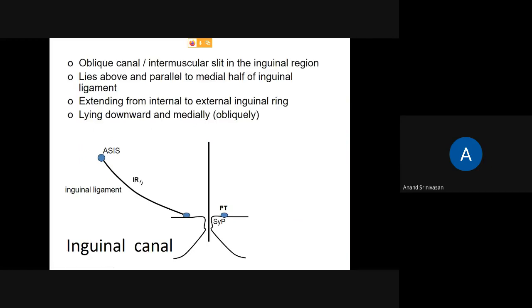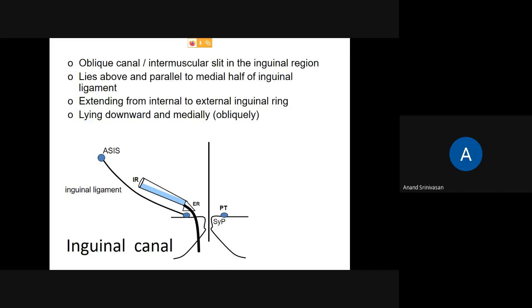Now the inguinal canal, as I said before, extends between the superficial inguinal ring and the deep inguinal ring. Here they have given a different name, external ring and internal ring. The superficial inguinal ring is a defect in the external oblique aponeurosis, and the deep inguinal ring is a defect in the fascia transversalis. So this is an oblique canal extending from the superficial inguinal ring to the deep inguinal ring.